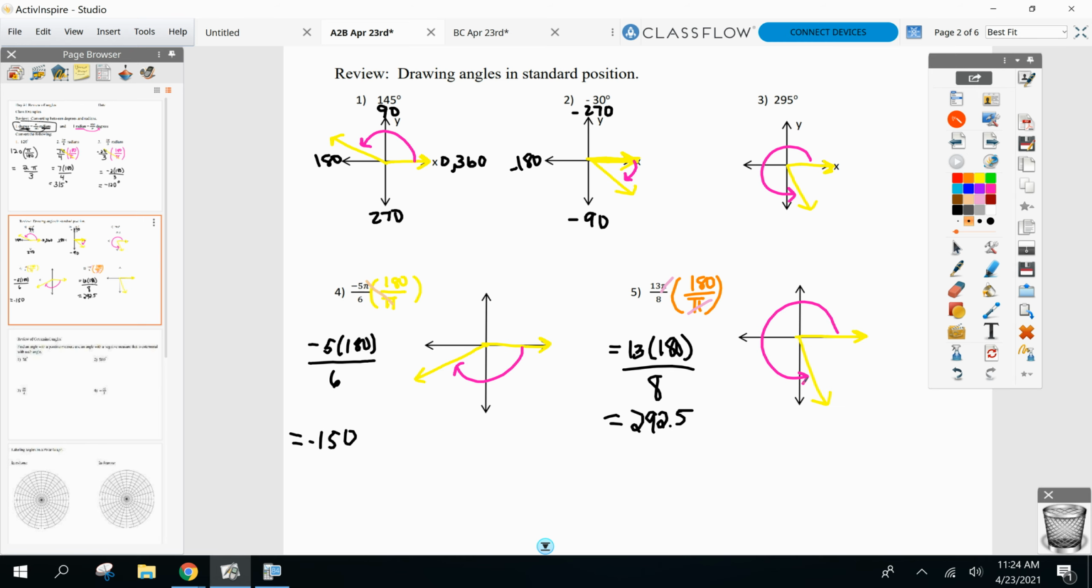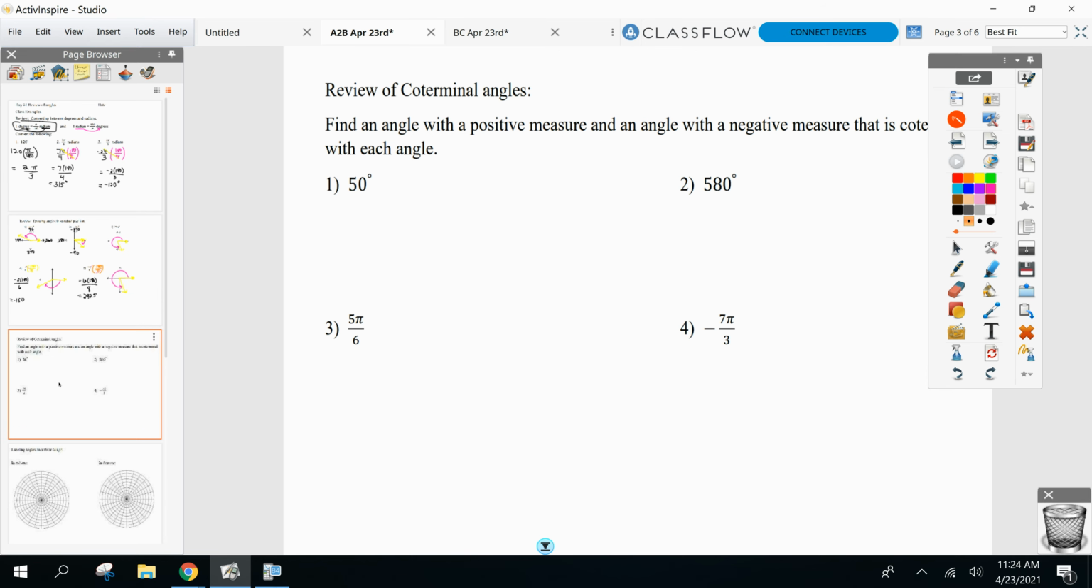All right, let me stop there. Any questions right now? So this has all been review so far, and the next part will be review too. Any questions about graphing an angle or converting? All right, coterminal now. I want you to find an angle that's positive and negative that's coterminal with each of these. Review of coterminal: it's the same angle. I go all the way around in one direction, and it's the same angle.